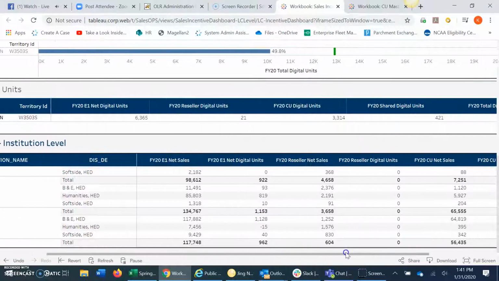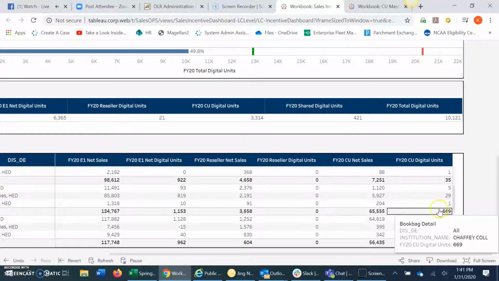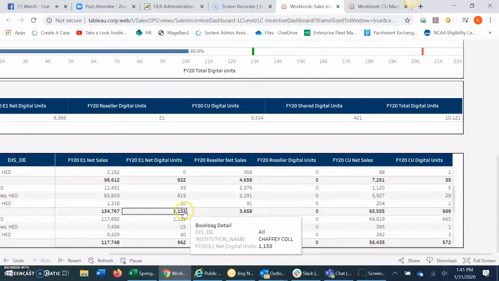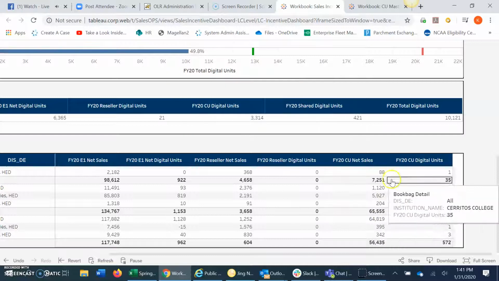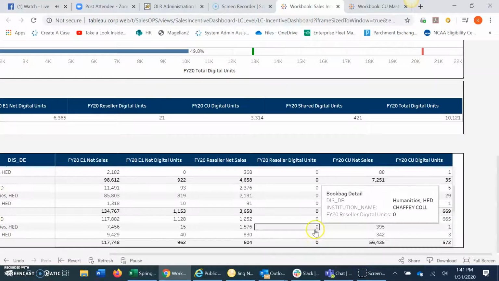Plus CU digital units. Okay, that gives me 1,822 combined, right? So now, if I go to my digital, well, I can't anyway. So that's 1,822 combined. So that should be my digital net units.